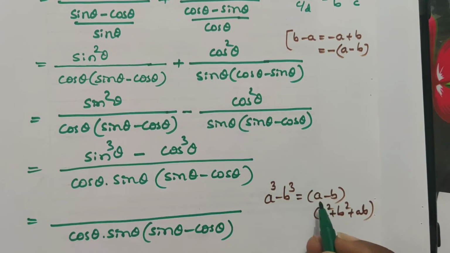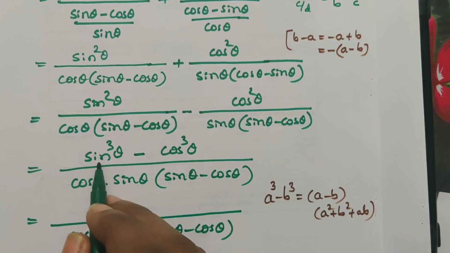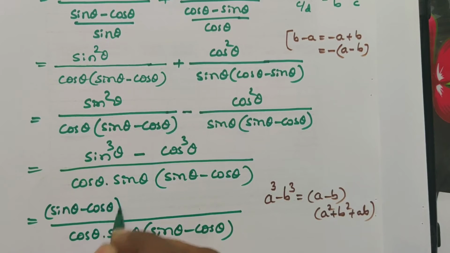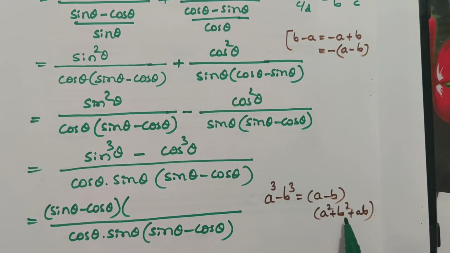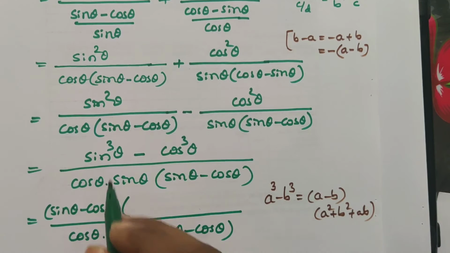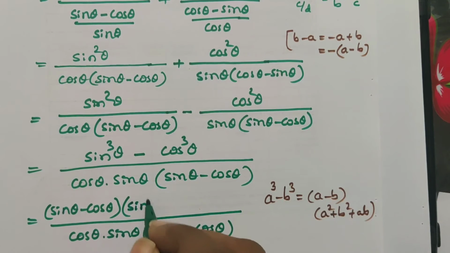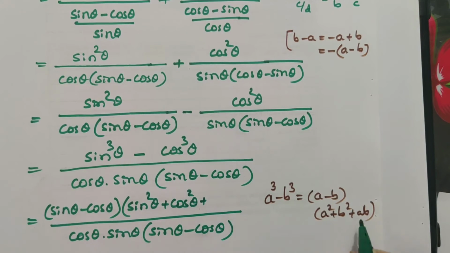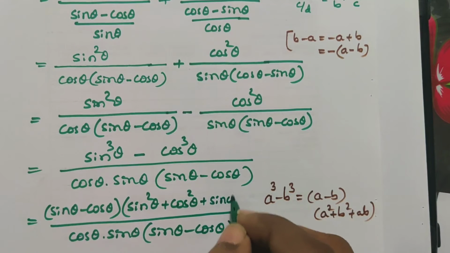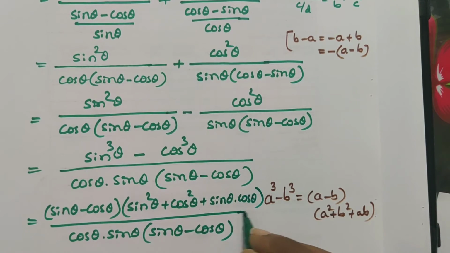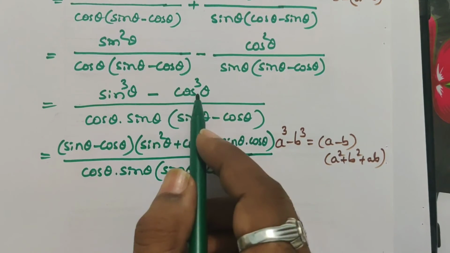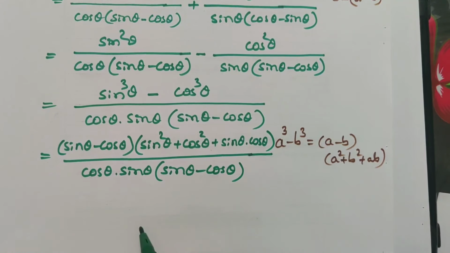So a cube minus b cube means first a minus b. For us, a minus b is sine theta minus cos theta. Then next a square, b square, and then ab I have to write. A square means for us sine square, b square means cos square, plus a into b, that means sine theta into cos theta. So this is our simplification for sine cube minus cos cube using the a cube minus b cube identity. So now what is the use of this?